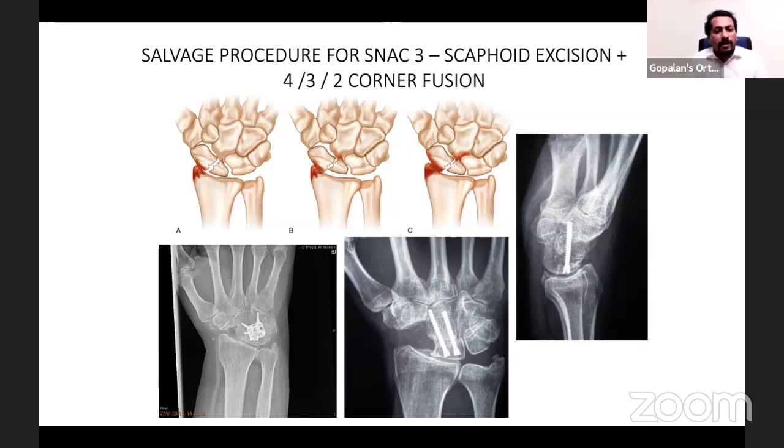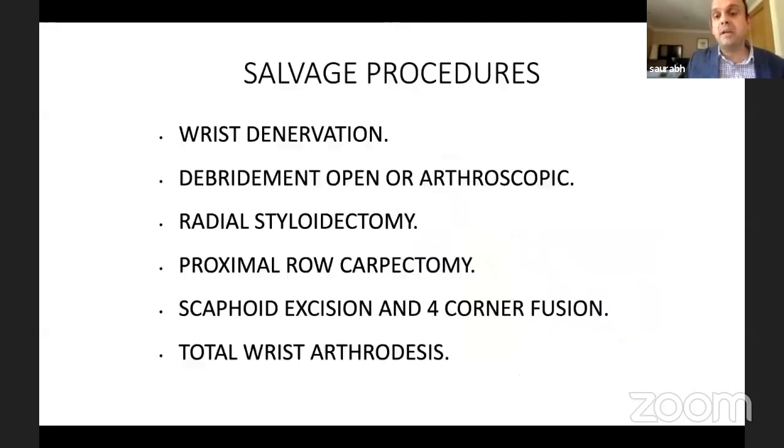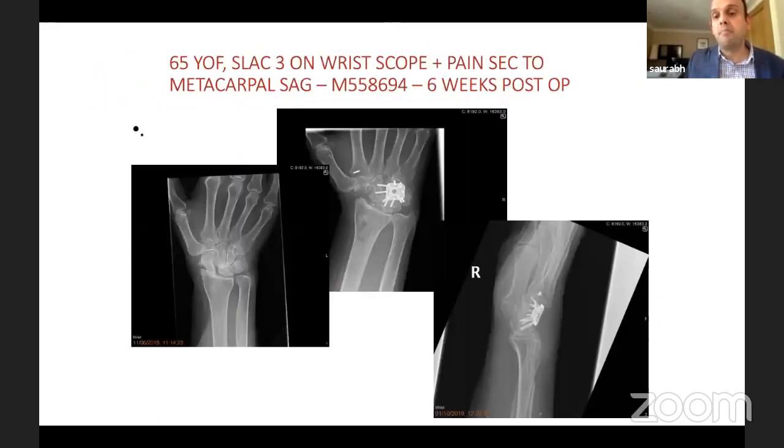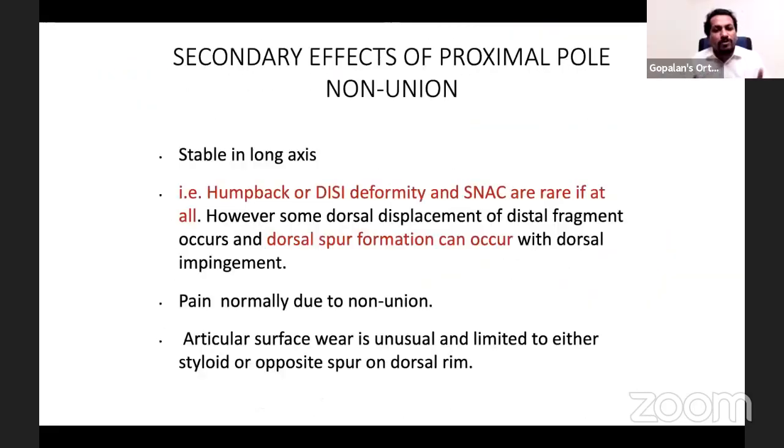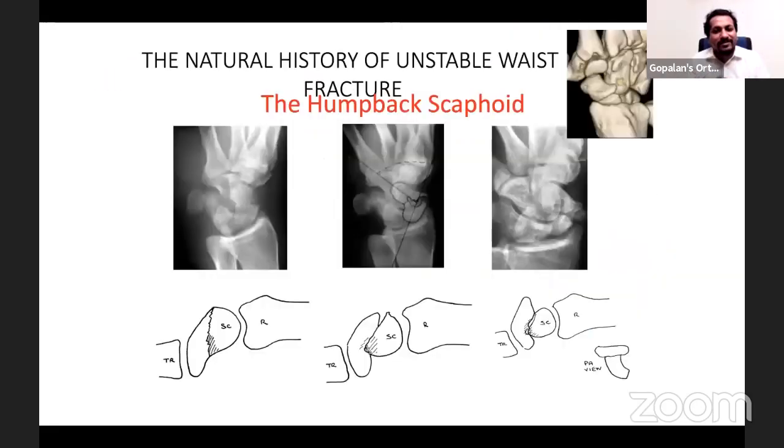And generally, for the approaches for non-union, you go all out for all the non-union except the proximal pole, right? So waist, whether it's an acute fracture or a non-union, as you said, you have to go volar. The reason being, if I can bring up that humpback slide. I'm just trying to recap so everyone goes home with a solid message. It's very important.